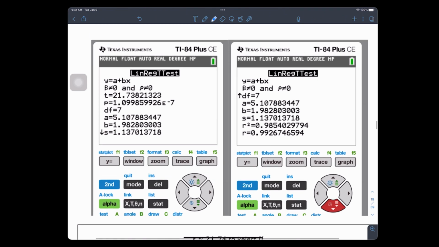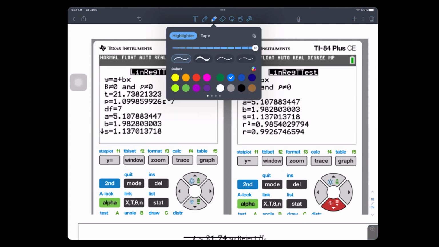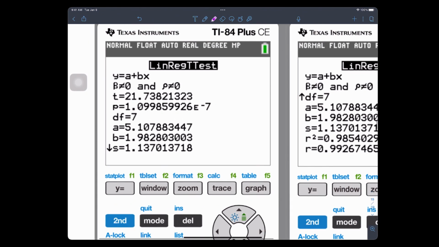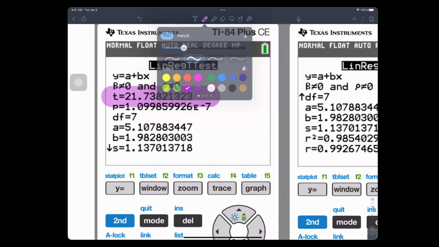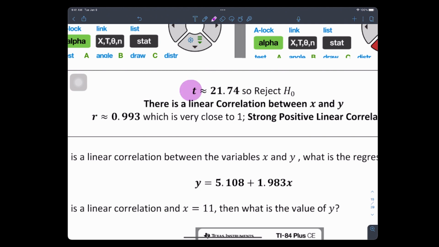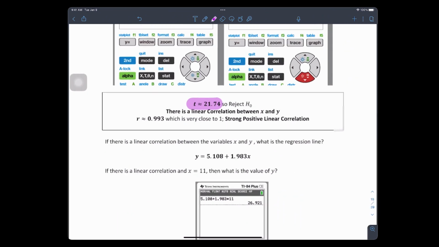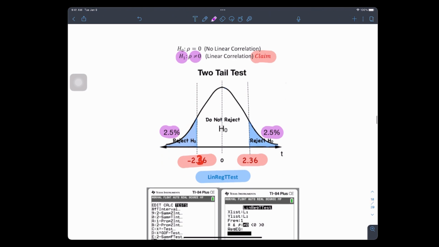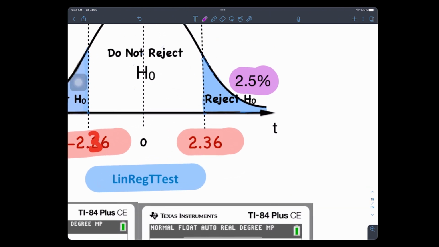What am I looking for, ladies and gentlemen? What do I need? Again, where's your test statistic? Right here. What's your test statistic value to the nearest hundredths? Is t 21.74? Sure is. There's your test statistic. What do I do with 21.74? Isn't that to the right? Really to the right over here?